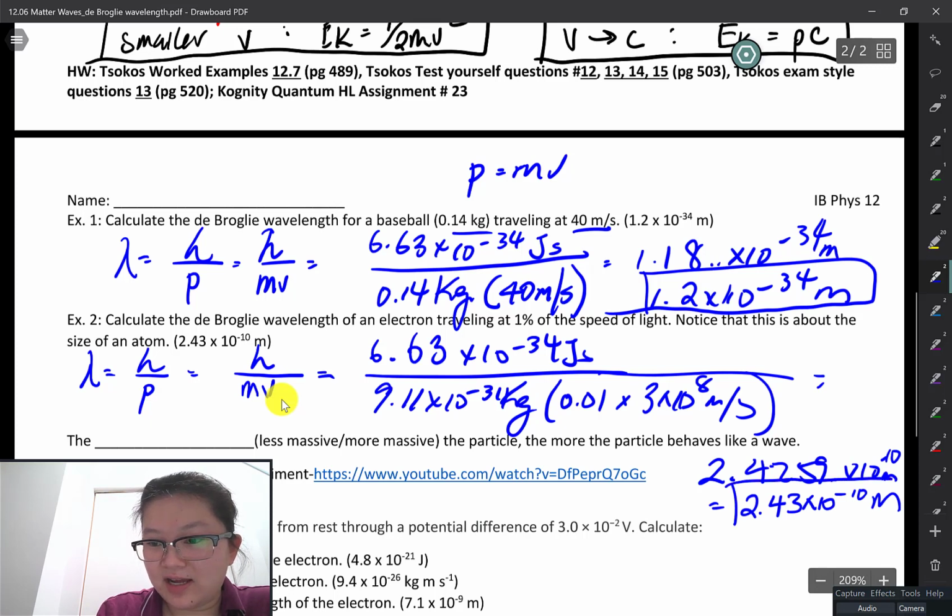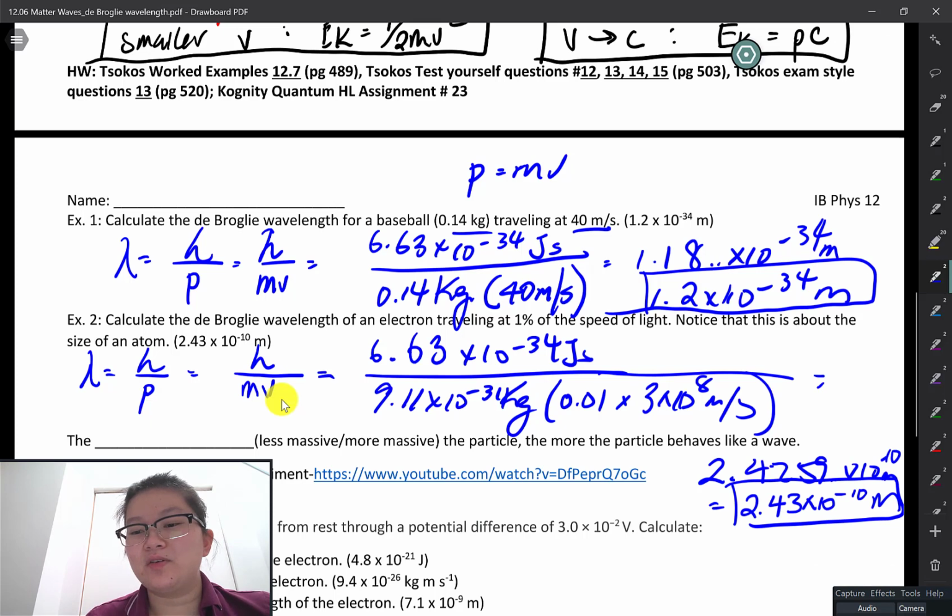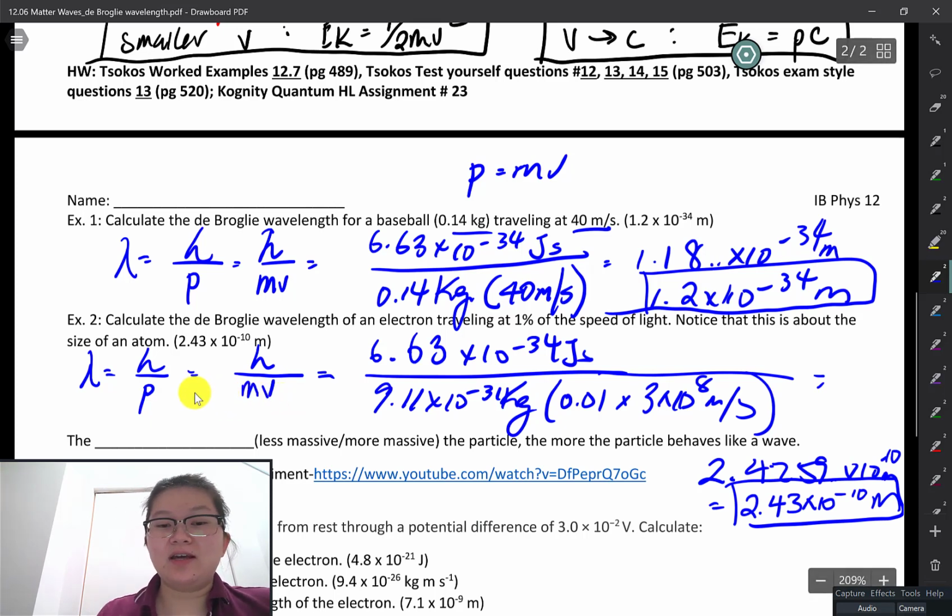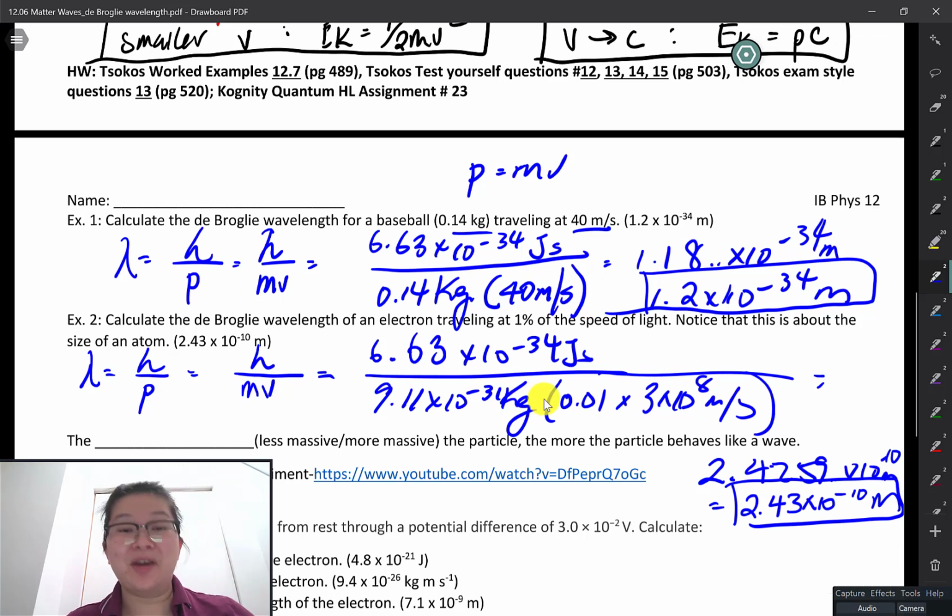And notice that this is relatively the size of an atom. So that's 10 to the power of negative 10 meters. Something like an electron is going to behave more like a wave versus something like a baseball.